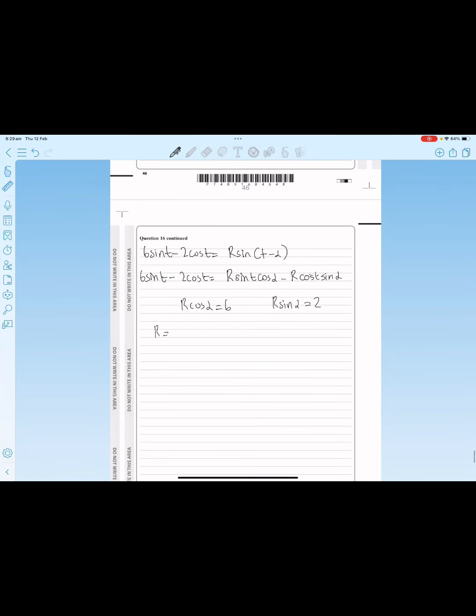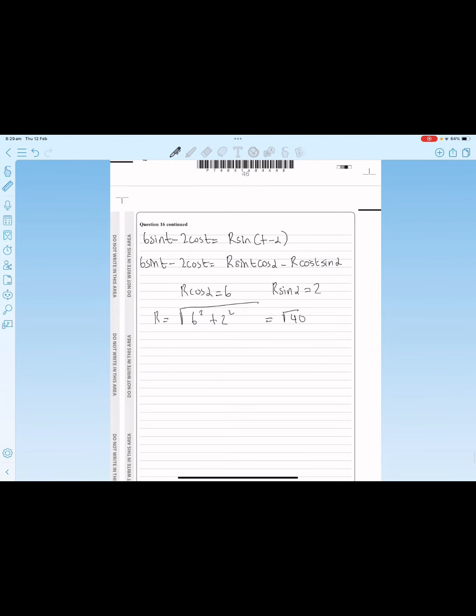Now to find the value of R, you would just do Pythagoras with these two. So R is essentially the square root of 6 squared plus 2 squared, to give me root 40. And my angle: R sine alpha divided by R cos alpha gives me tan alpha, which is 2 over 6 or 1 over 3. So alpha, when you do the inverse in degrees, would be 18.4, or in radians, it is 0.322. So that is my value of alpha.